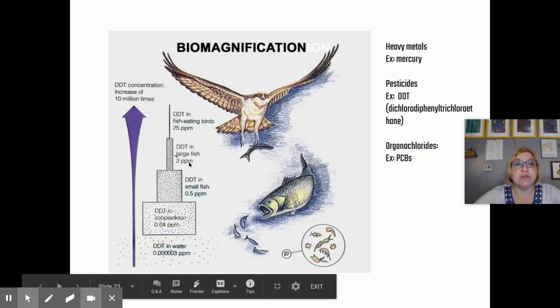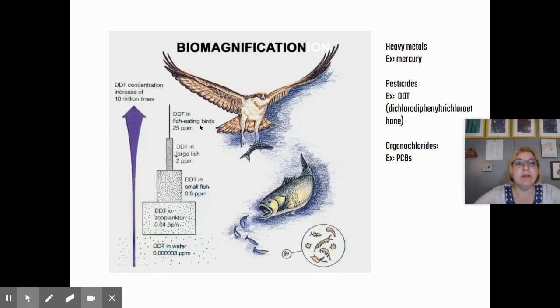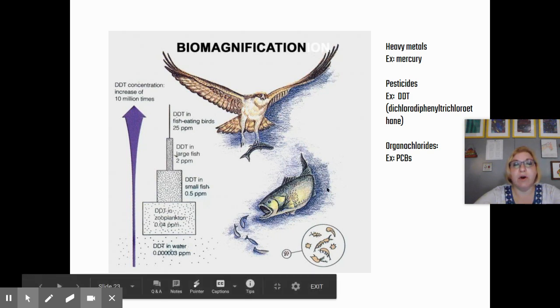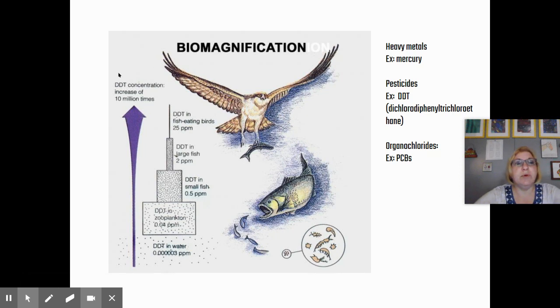The largest fish gets 2 parts per million, and then by the time it gets to the apex predator, it's 25 parts per million because they're eating all of these. All that poison is being transferred up from one organism to the next, to the next, to the next. So you end up with an increase of DDT up to 10 million times. So this poor bird is poisoned with the DDT.